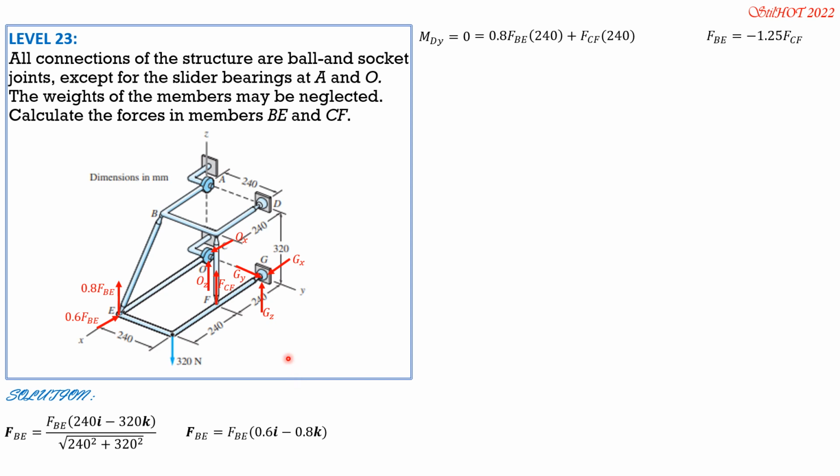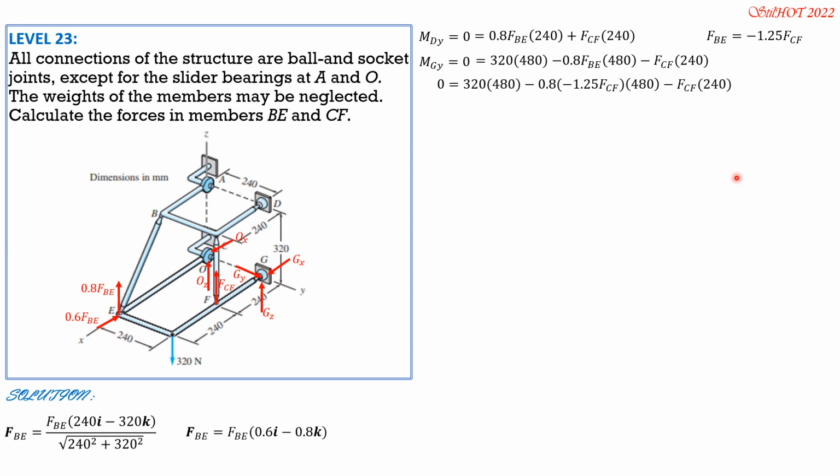So same equation, summation moment about GY equals 0 by right thumb rule. So we have 0 equals 320 times 480 minus 0.8 FBE times 480, then minus FCF times 240. Replacing FBE by negative 1.25 FCF, we can now solve for FCF. So 0 equals 320 times 480 minus 0.8 of negative 1.25 FCF times 480 minus FCF times 240.